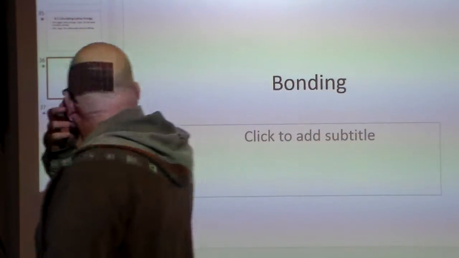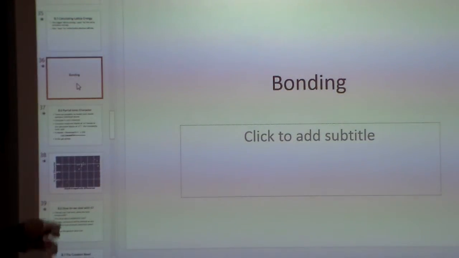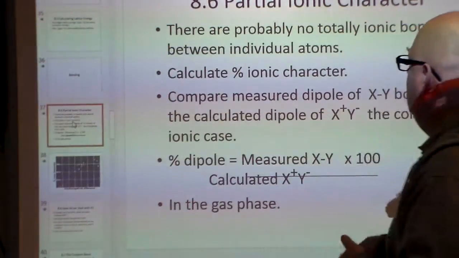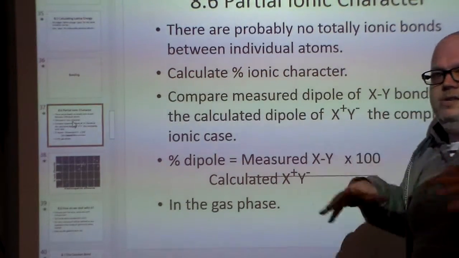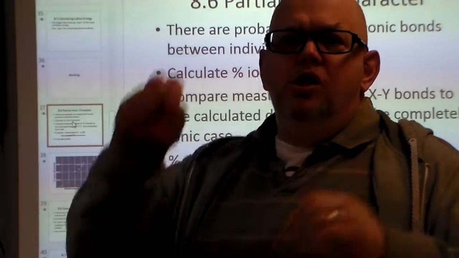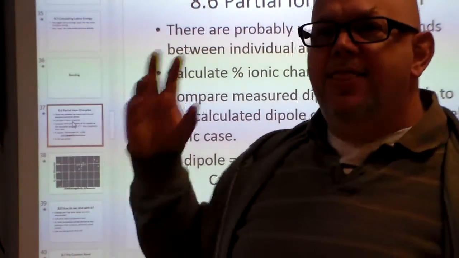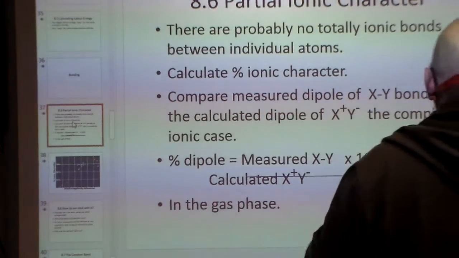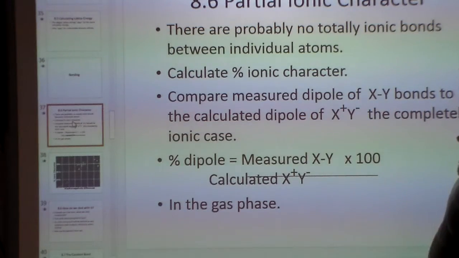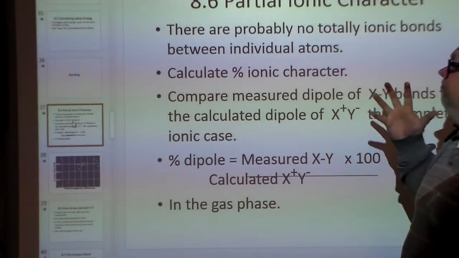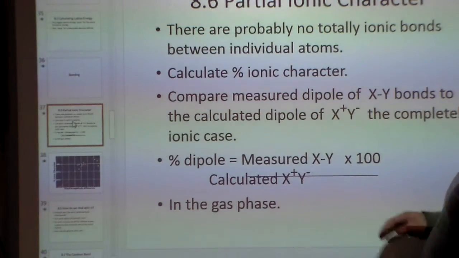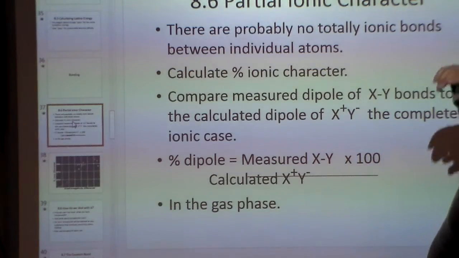And now we're going to shift into 8.6. We have to look at bonding. We have to talk about ionic character. Now, in basic chemistry, we talked about the idea of sodium and chlorine, bam, ionic bond, and that's entirely it. Well, really, there's more to it than that, okay? This is getting into the theory. We don't have totally ionic bonds between individual atoms.